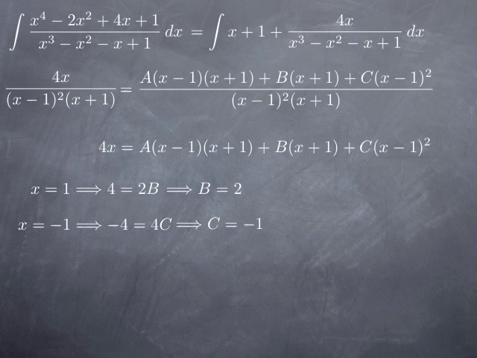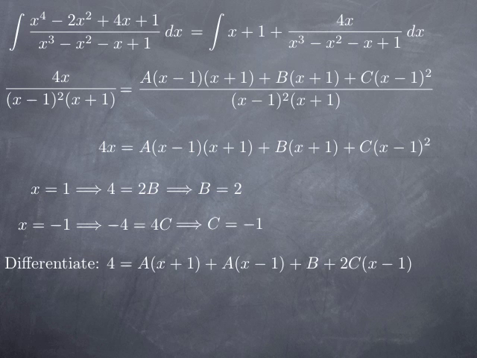Now to get A, we're going to use this trick that we've seen in the previous case of differentiating both sides. If I do that, on the left hand side I get just 4. On the right hand side I have A multiplied by a product, so I can use the product rule. That's 1 times (x+1) plus (x-1) times 1. So I get A(x+1) + A(x-1). Then the derivative of B(x+1) is just B, and of C(x-1)² is 2C(x-1). In this I can plug x equal 1 because it's going to make two terms 0.